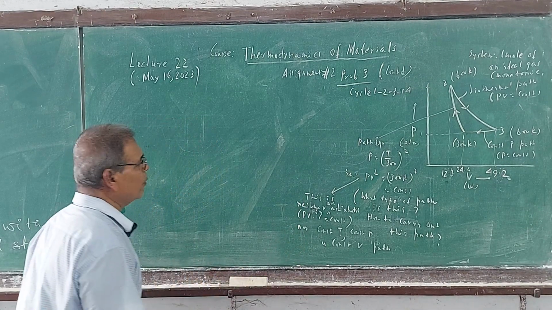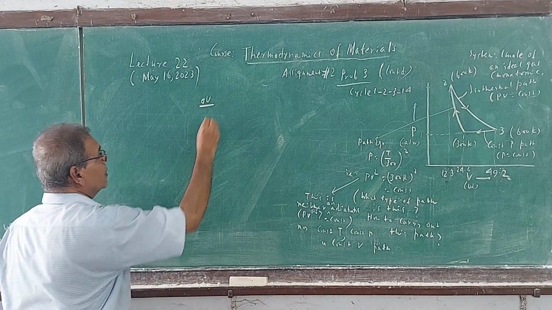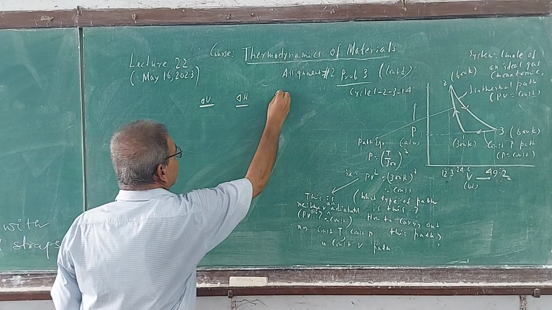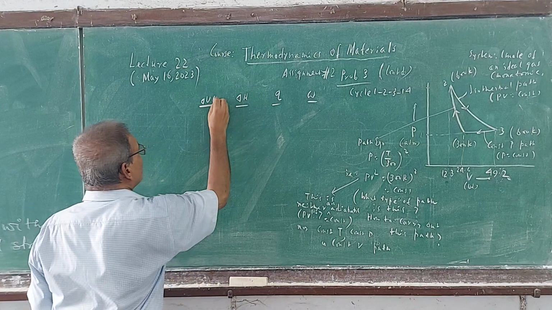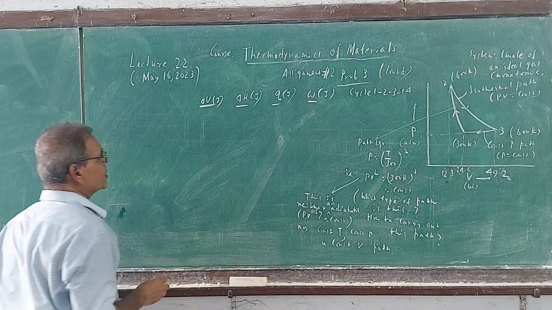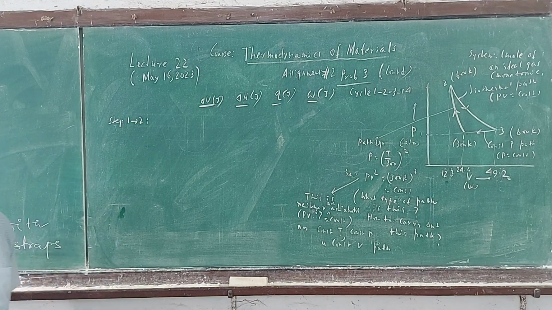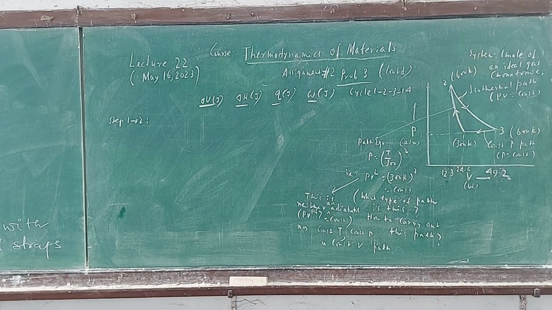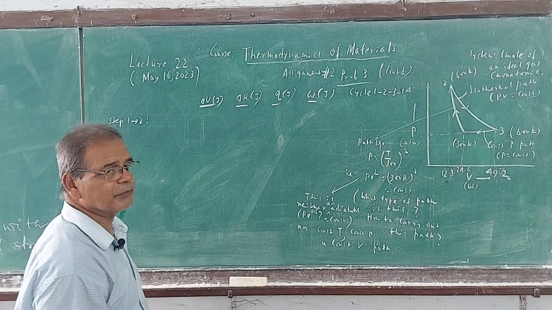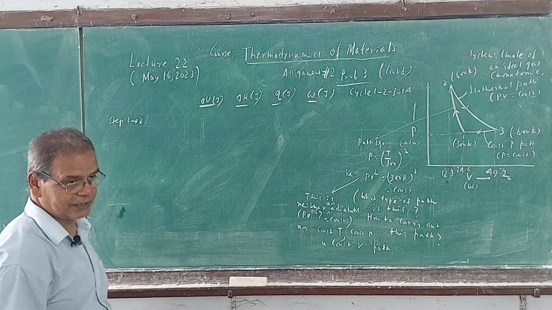So let us complete this. Delta U, delta H, Q, W in this table, in joules. Now quickly, let us do this step by step. Step 1 to 2. Interestingly, we may not know the character of the path, we may not understand what kind of path it is, but we can solve the problem. That is very interesting.